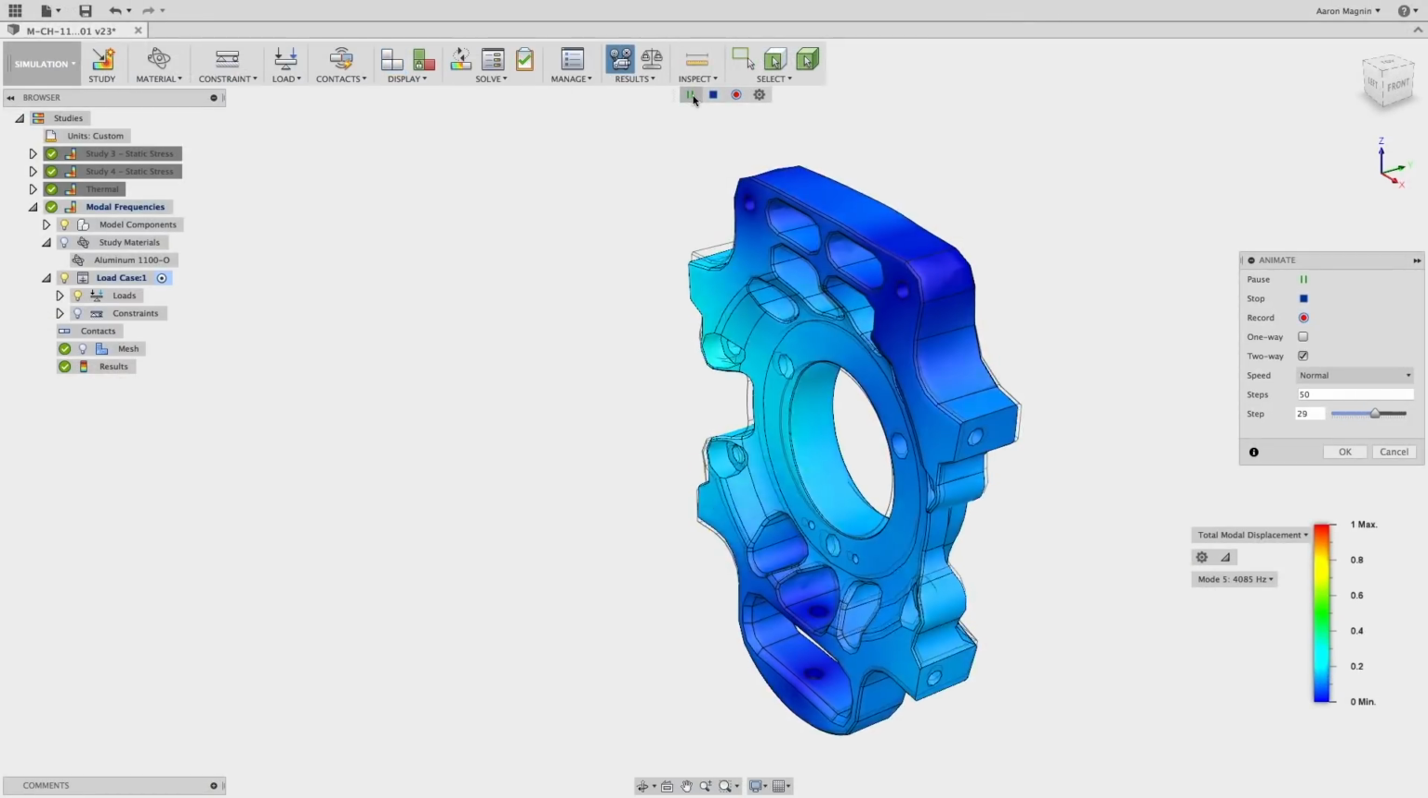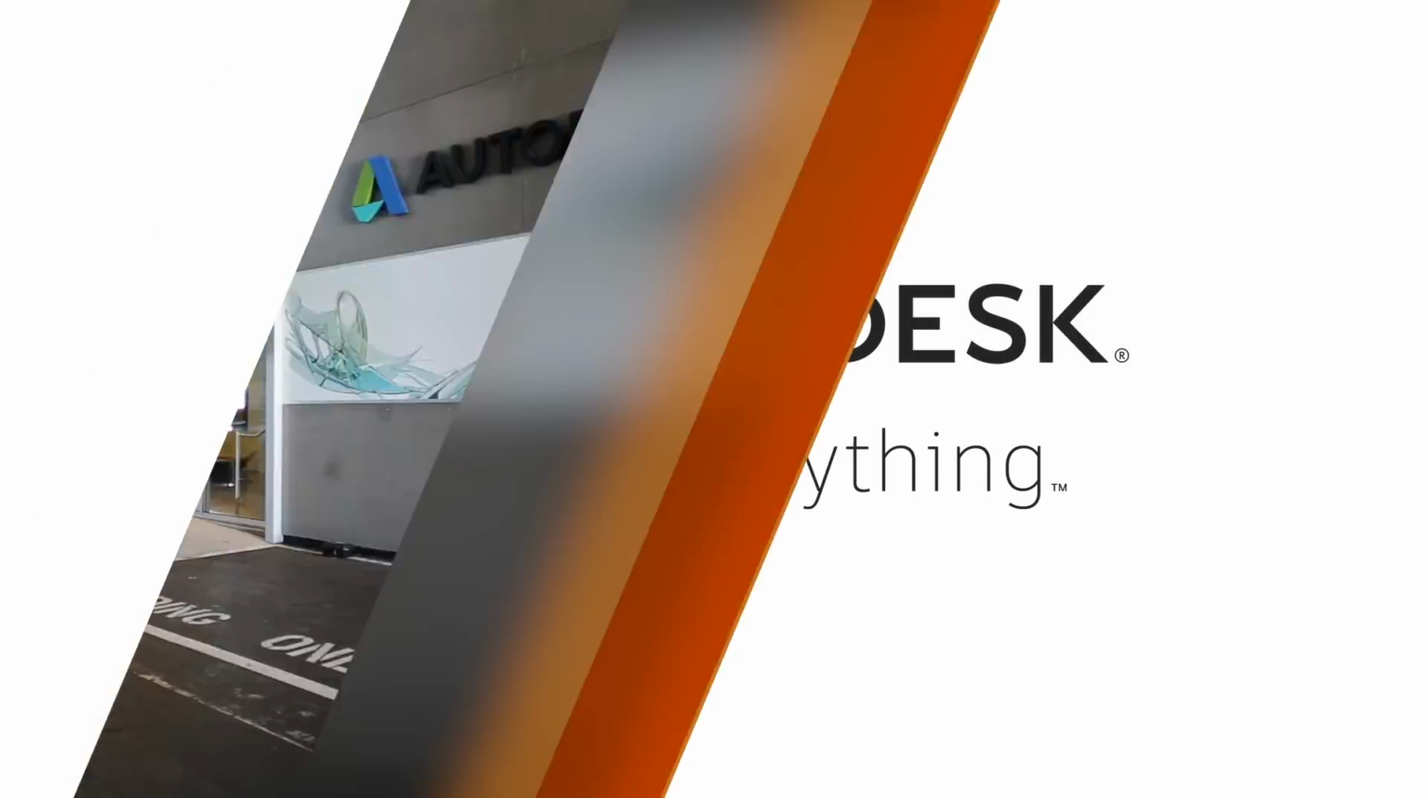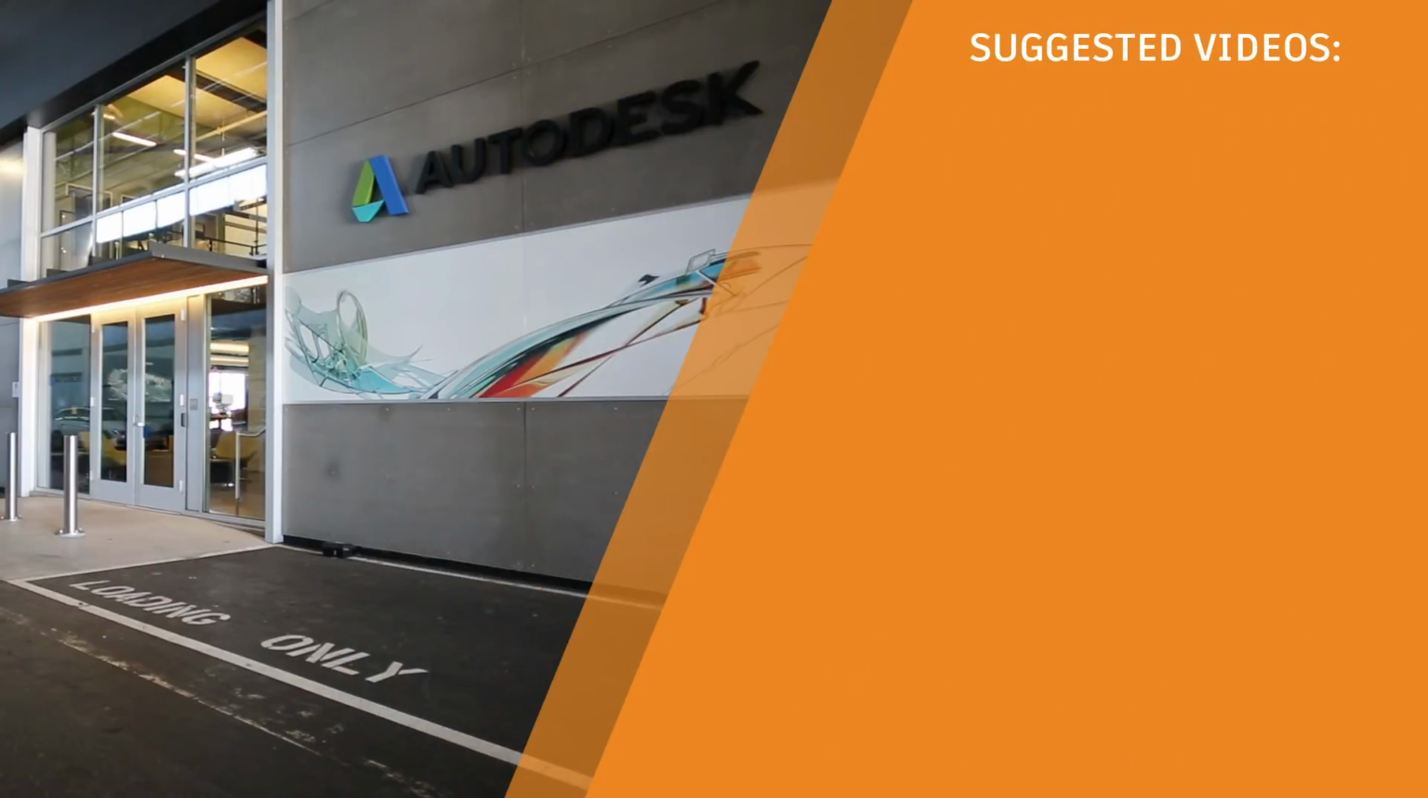Fusion 360 is the most comprehensive cloud-based product innovation platform on the market, providing designers the tools they need to make more informed decisions faster.